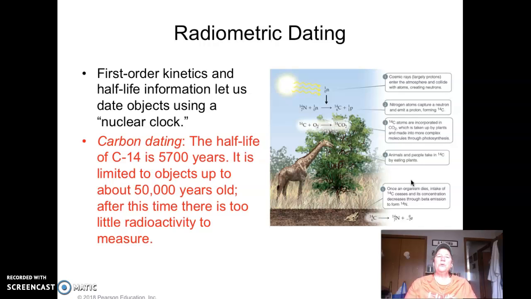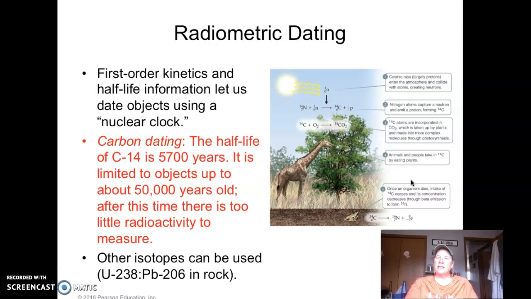But again, they use how much is left. They know how much should be there, they look at how much is there, and then they compare how much has decayed, and they can determine how old things are. So the most common way to date fossils, anything found in the fossil record, they use carbon 14 dating. But again, it has to be at least 50,000 years old for it to work, I guess. Other isotopes that they can use, they find in rock. There's uranium-238, and there's lead-206, which you find in rocks. But pretty much carbon 14 is the way they date fossils.